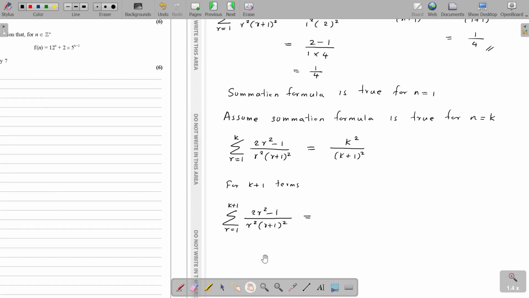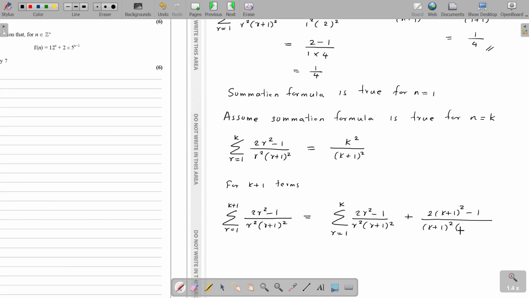Do you realize here the summation from r equals 1 to k plus 1 can be written as the summation of (2r square minus 1) over (r square times (r plus 1) square) from 1 to k, and then what else is remaining? 1 to k means you add the first k terms, and there's another k plus 1th term. So replace r with k plus 1, because that's the k plus 1 term. So 2 times (k plus 1) square minus 1, over (k plus 1) square, times (k plus 2) square.